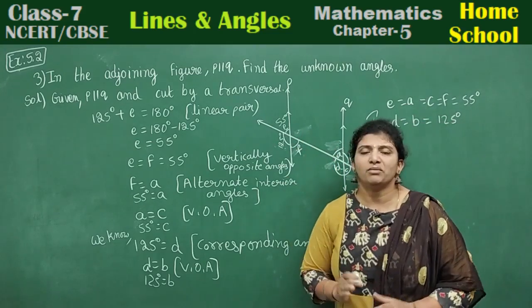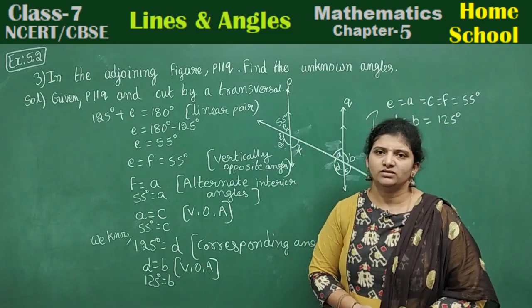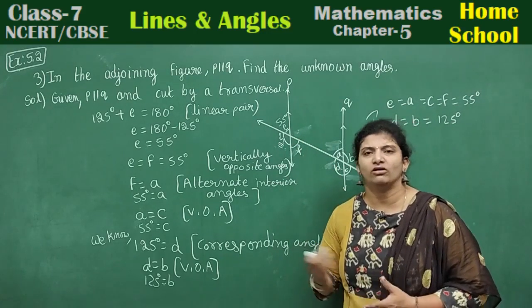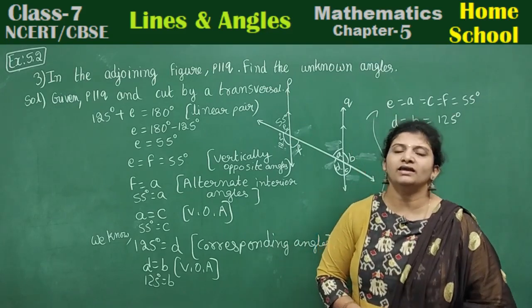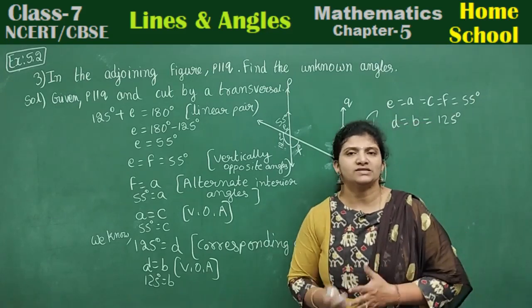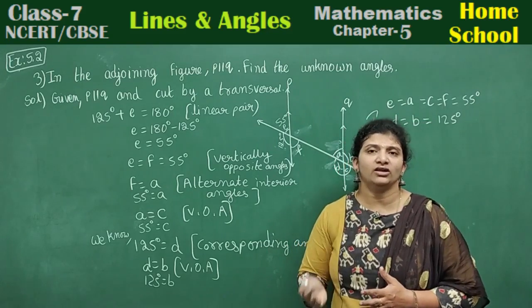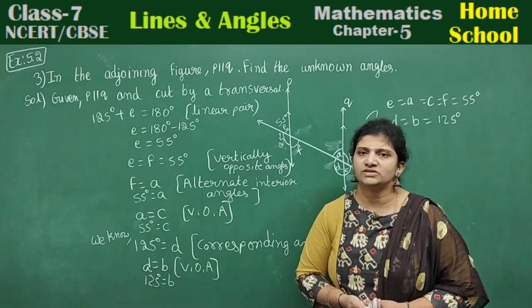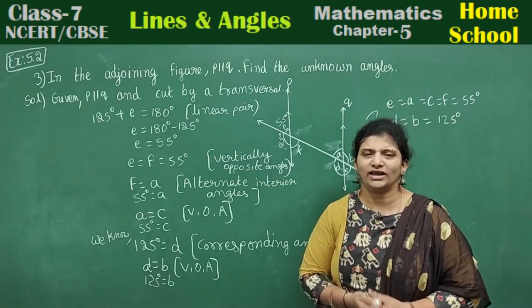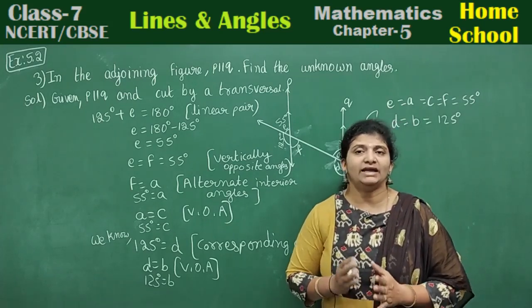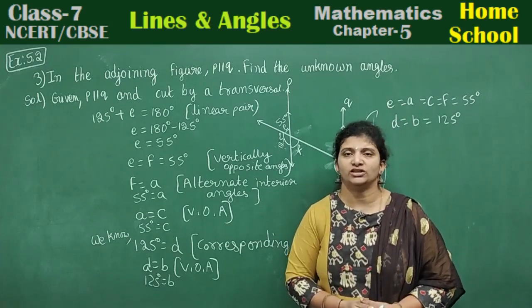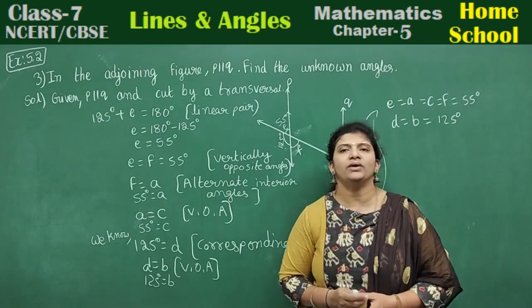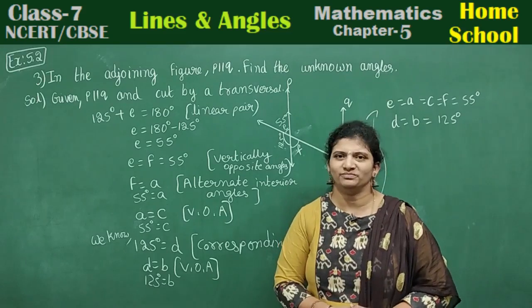You can take some more figures. Means two parallel lines, a transversal, and you can write all the 8 angles and then compare all the corresponding angles, pairs of interior alternate angles, pairs of exterior angles, vertically opposite angles, all the angles, try to identify. Now, identification is very important, children. If you identify all the angles carefully, then you can do any type of problem.